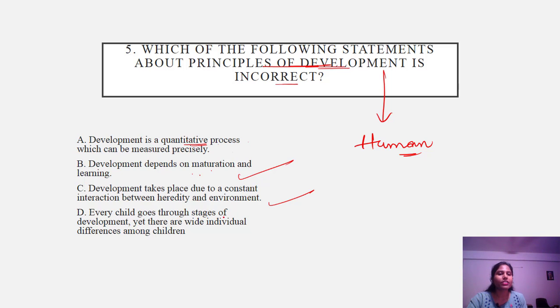And next thing is the stages, when a child is going through different kinds of stages. Even Piaget has given the different stages. We would discuss it in the coming slides. So depending upon the different stages, the development may vary. So the option which is not satisfying the above question is the first option. The development is a quantitative process which can be measured precisely.